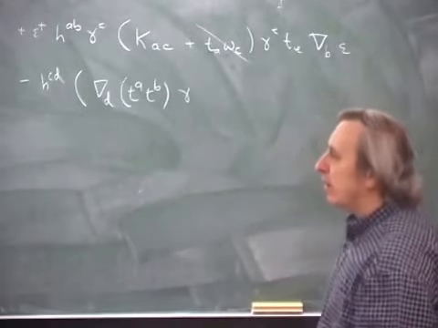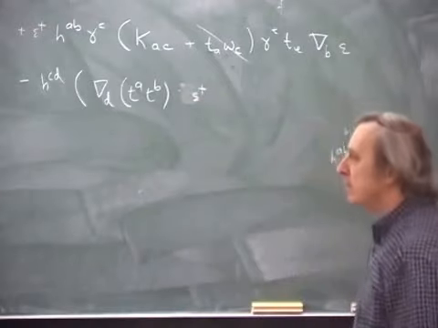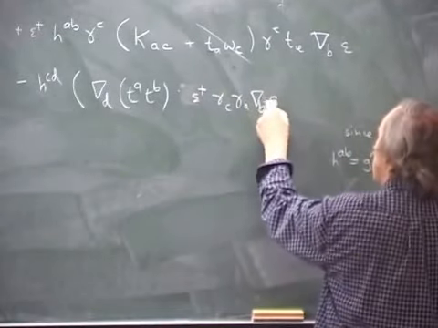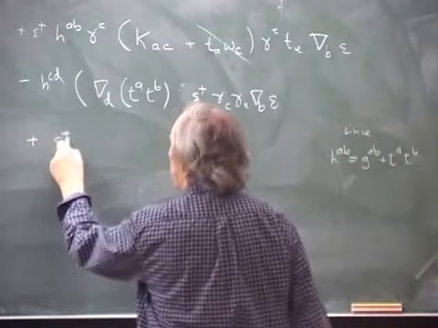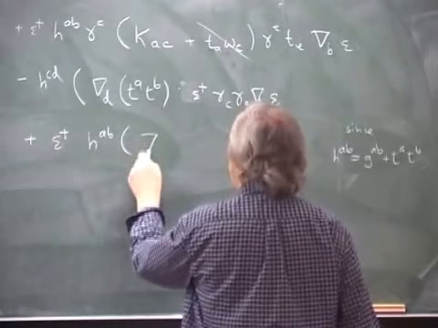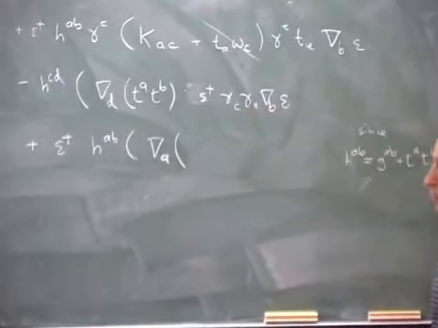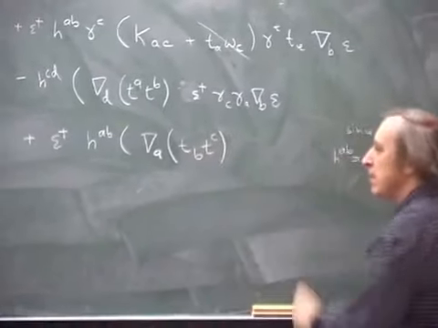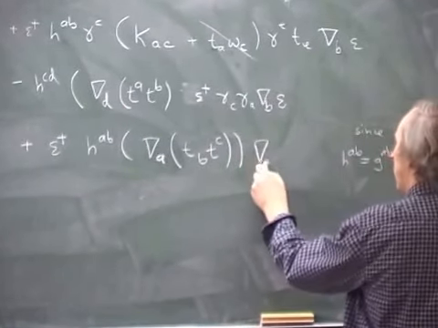Then the remaining bits are epsilon dagger, gamma C, gamma A, gamma C, gamma A, del B, epsilon. The next term is the same. There's a plus epsilon dagger HAB del A of HBC, which you can replace by TBTC. And then there's a del C epsilon.